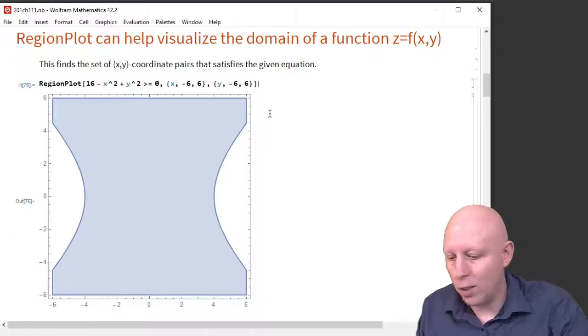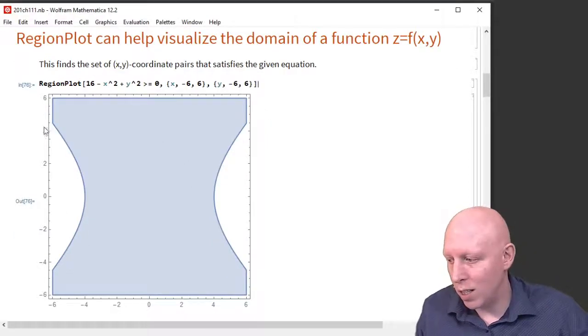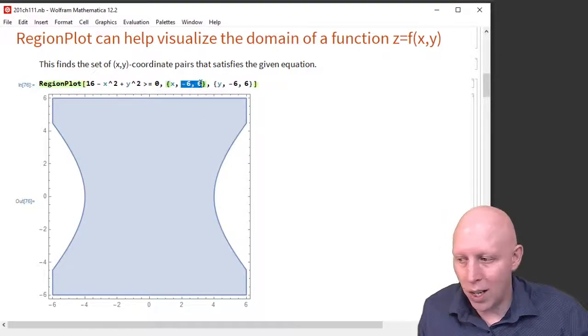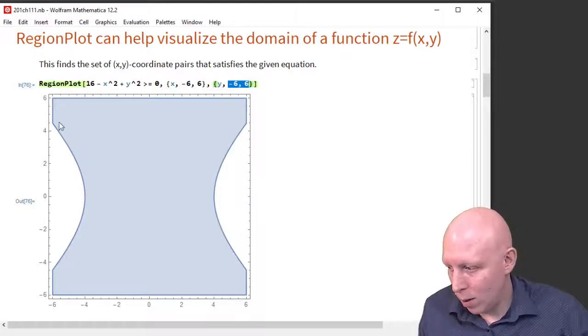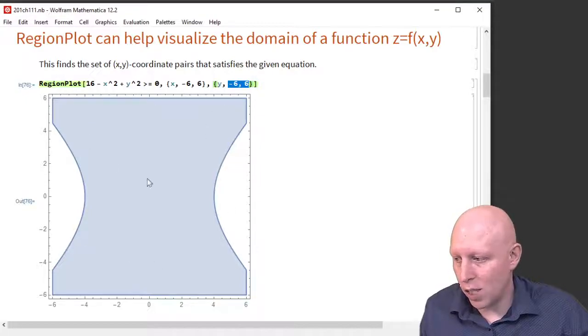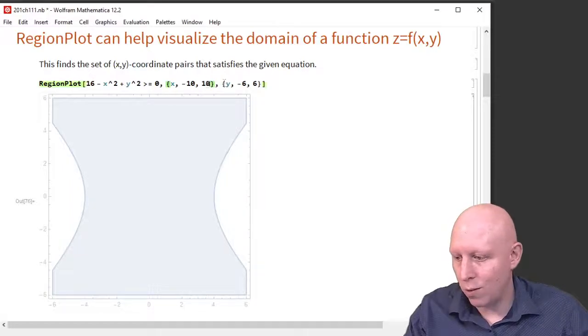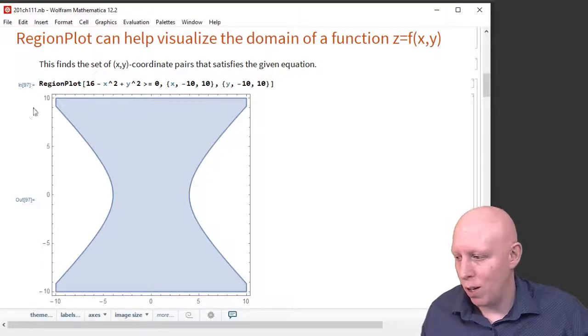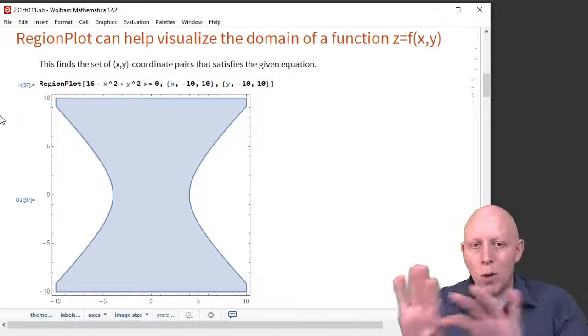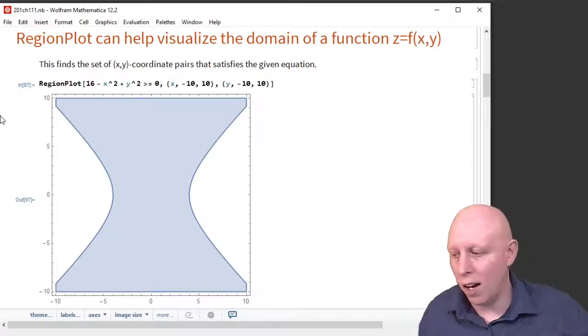And you run that command, and this will tell you that the only points between -6 and 6 for x and -6 and 6 for y that work are those ones here in this region. We could make this bigger if we wanted to see what happens if our region gets bigger. And we can see that really this shape, what's happening is there's some hyperbola of points that are not allowed.